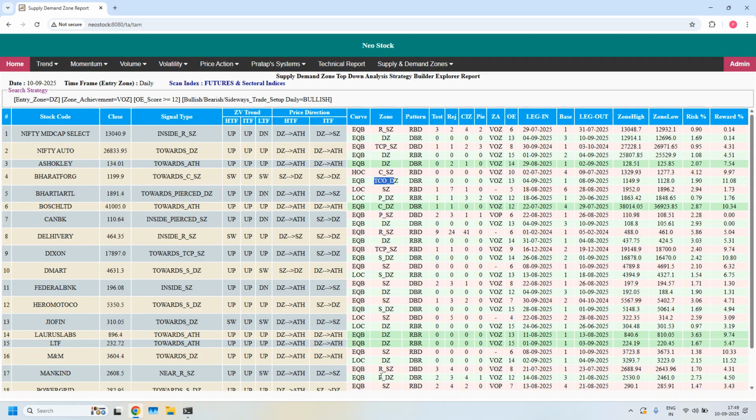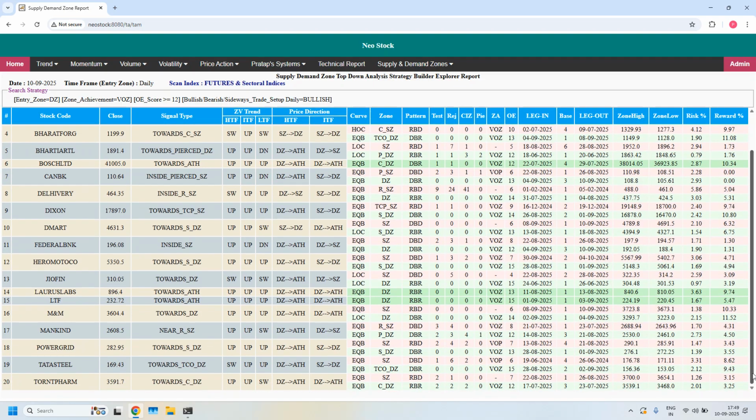So first 17 stocks in the list. Scrolling the list down. So total 20 stocks are filtered, and some of the daily demand zones are pierced zones. You should use them only for pierced zone strategies. You can't use it for bullish trade setup.